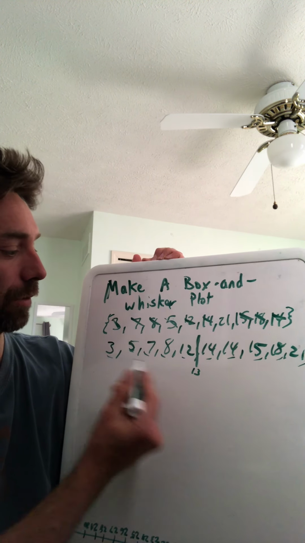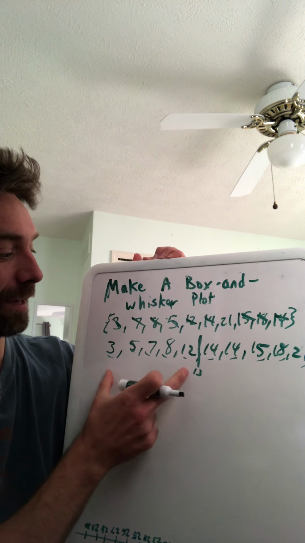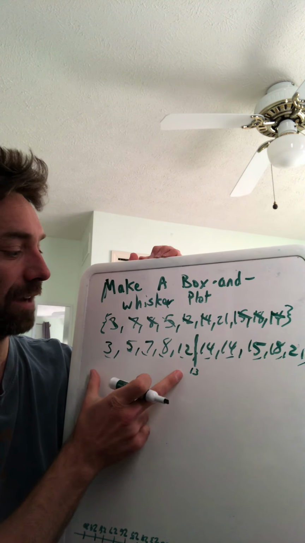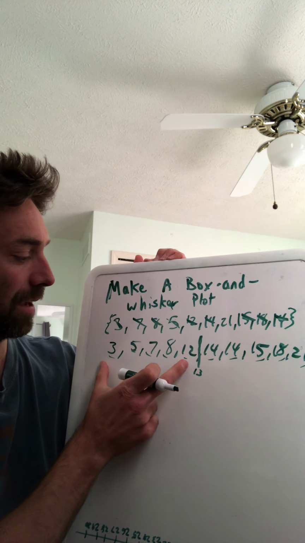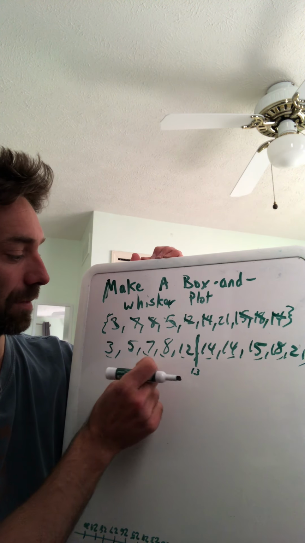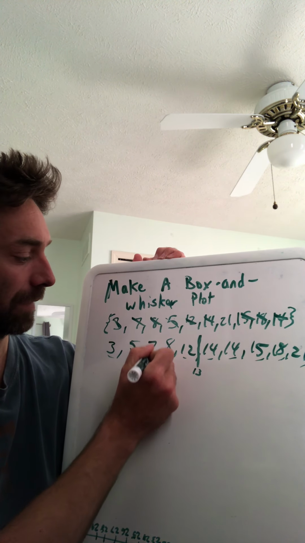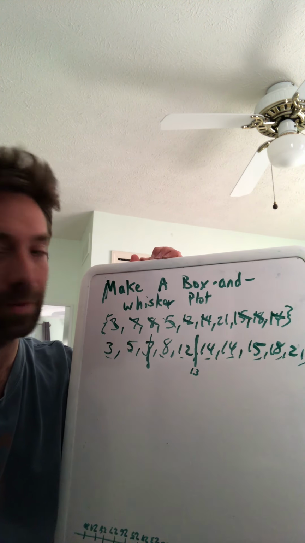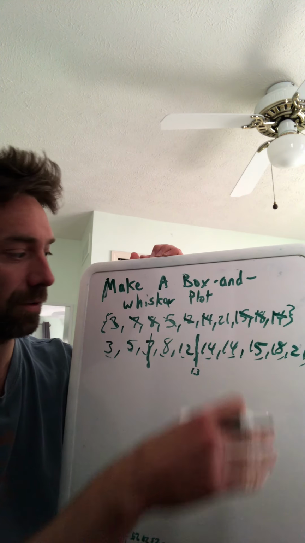So I'm going to look at just the lower half, and I'm going to find a median for just this lower half. So I can ignore this. I'm just looking at these 5 numbers. If I work my way in from these 5 numbers, the middle of this lower set is the 7. I'm going to just draw a line right on top of that 7.